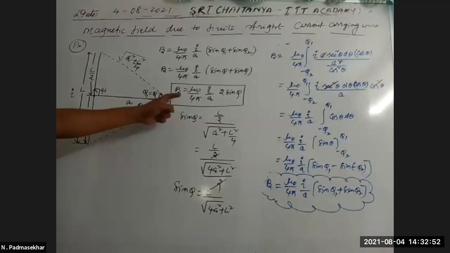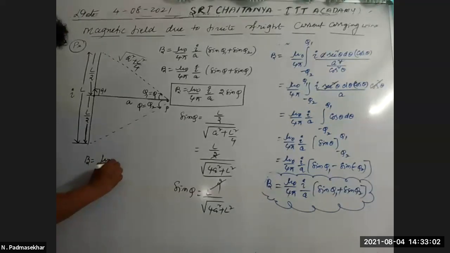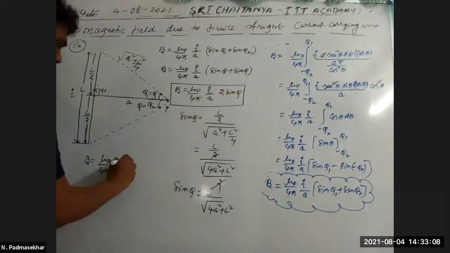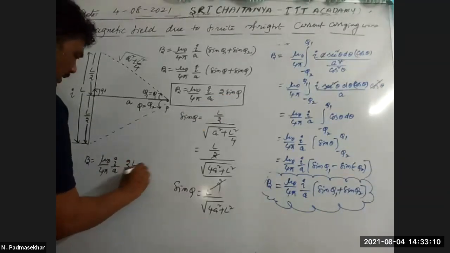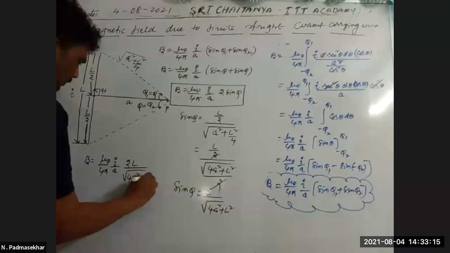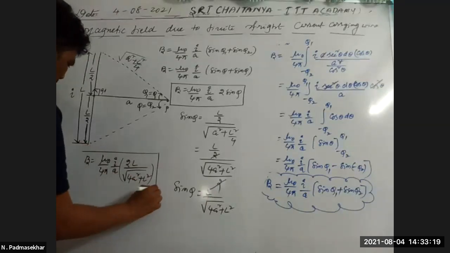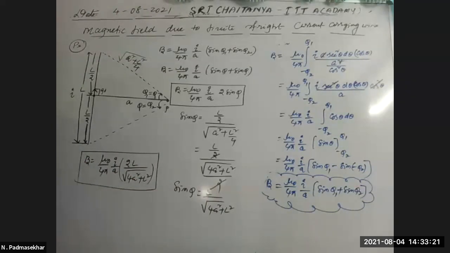That is sine phi. So what is the magnetic field? B is equal to mu naught by 4 pi, I by A, 2 sine phi. 2 sine phi means 2L by root over 4A square plus L square. This is the magnitude of the magnetic field.